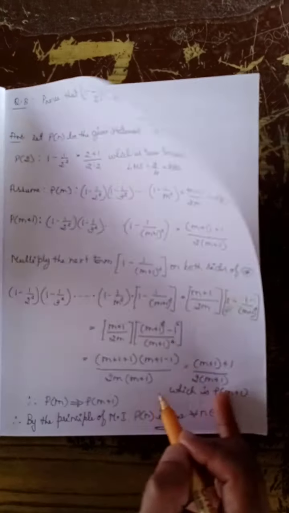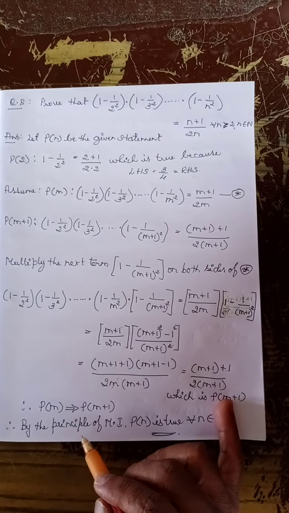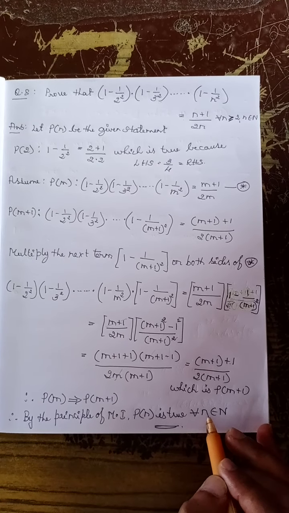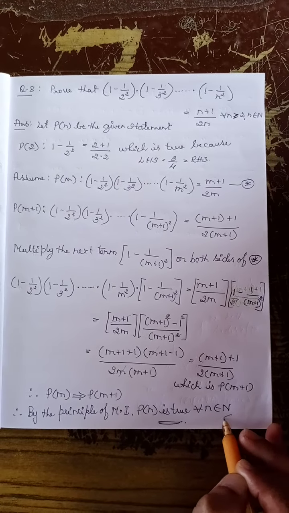Therefore, p of m implies p of m plus 1. Hence, by the principle of mathematical induction, p of n is true for all n belonging to the set of natural numbers.